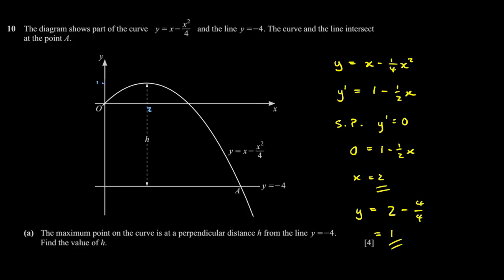Okay, so what's the distance going to be? Well, it's going to be 1 plus the 4, right? Because the distance from here to here is 4. So the total height is going to be equal to 5, right? H is going to be equal to 5.